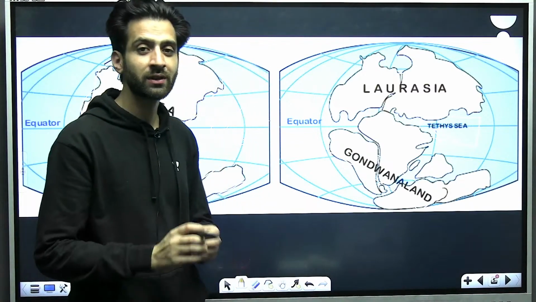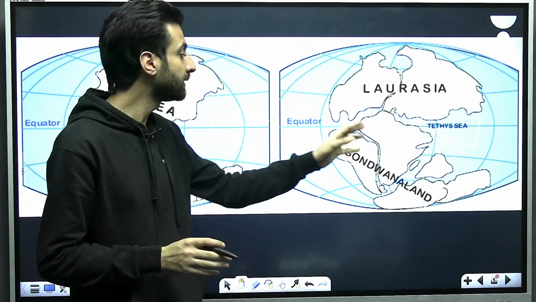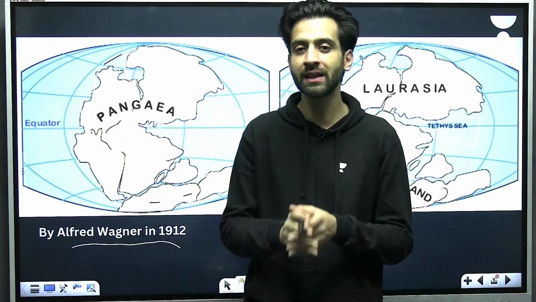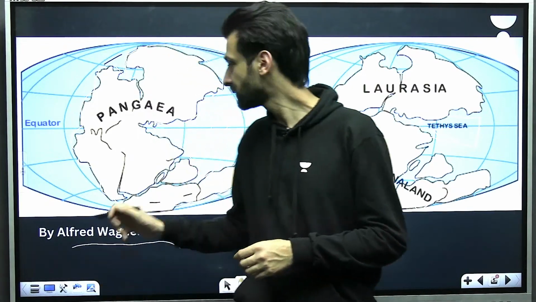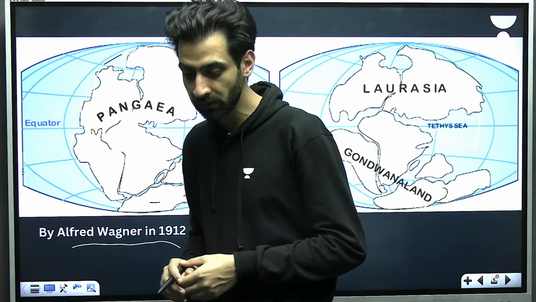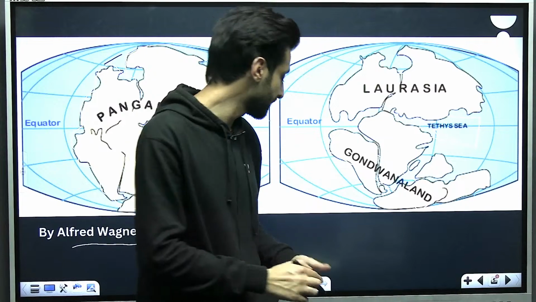Clear? So there are a few important terms up until now that you need to know. First, the whole landmass. What was the name of the entire landmass? Pangaea. Okay. After that, black color. Okay, I think the white color is not visible.